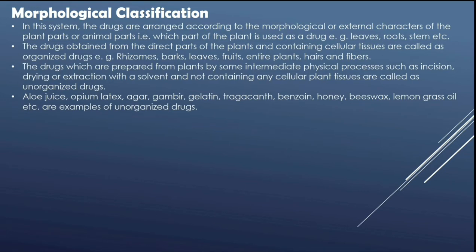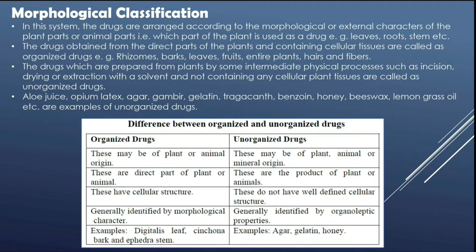Aloe juice, opium latex, agar, gambir, gelatin, tragacanth, benzoin, honey, beeswax, lemongrass oil, etc. are examples of unorganized drugs. Now in this table, we will see the difference between the organized and unorganized drugs. Organized drugs may be of plant or animal origins. Unorganized drugs may be of plant, animal or mineral origins. Organized drugs are direct parts of plants or animals. Unorganized drugs are products of plants or animals.